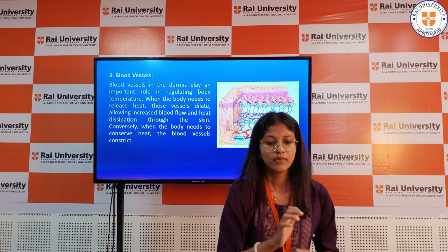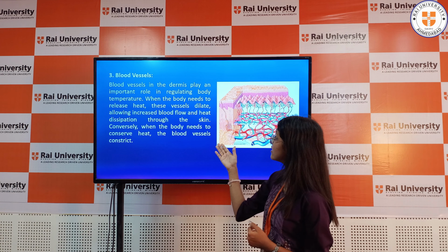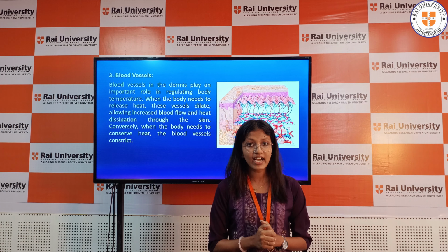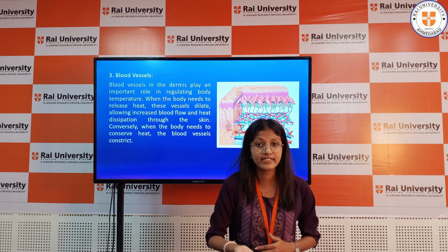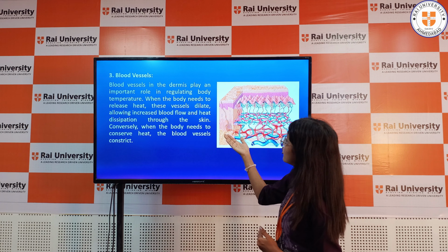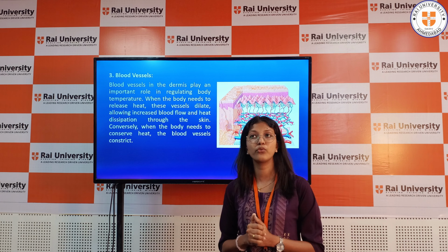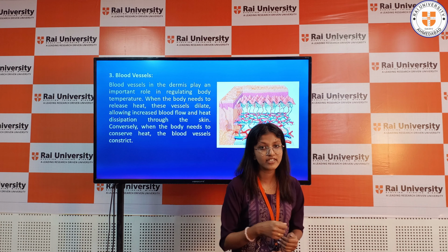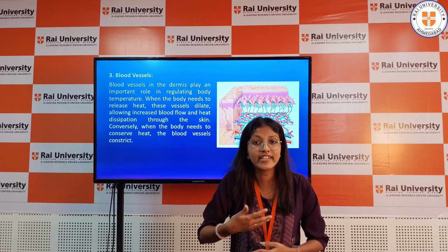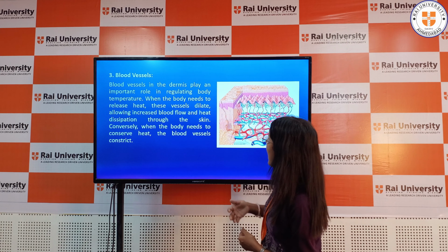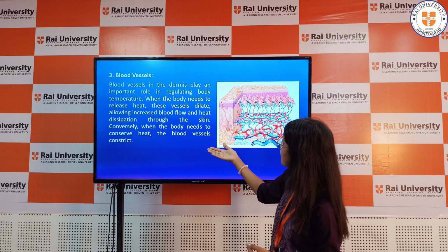Blood vessels we can see in our dermal area, and they give nourishment, I mean nutrient supply, and regulate body temperature. So for example, we can say vasoconstriction and vasodilation. That means regulating the body temperature, right? And next we have nerve endings.